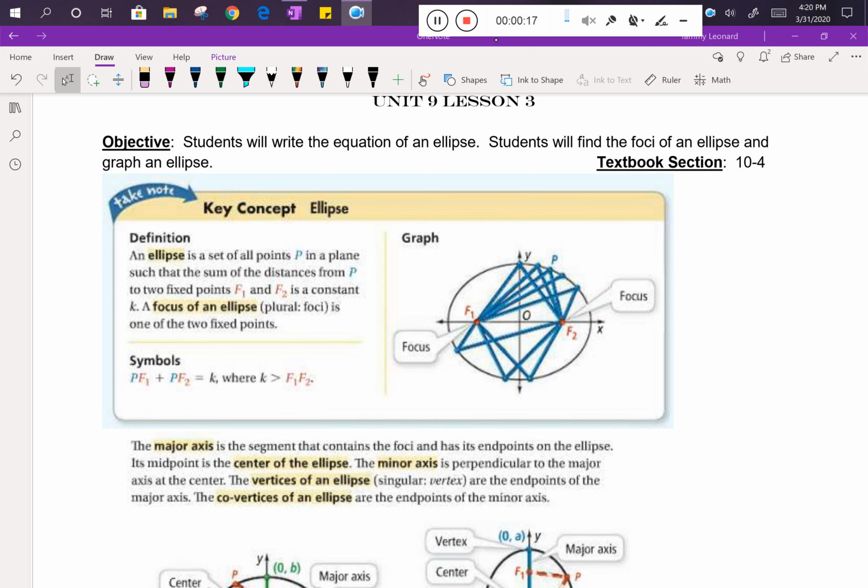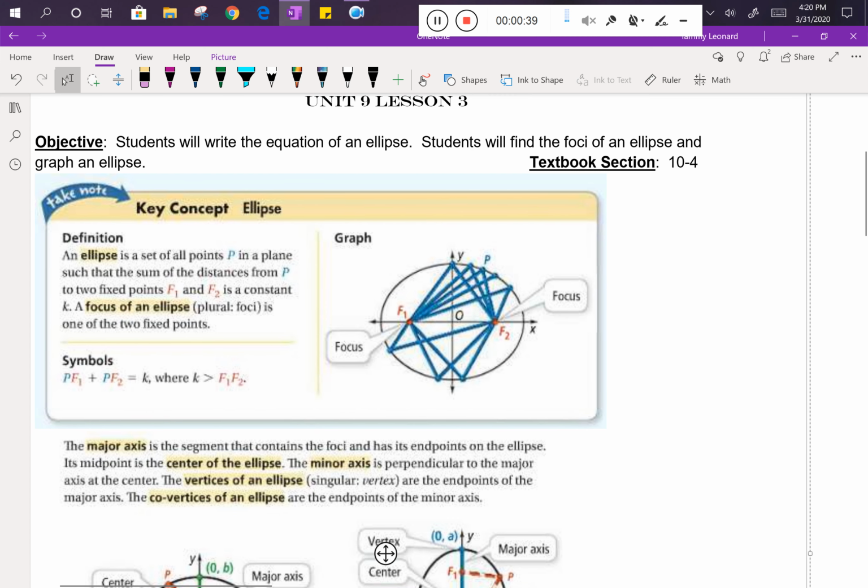All right, that introduced you to some of the definitions, but I do want to go over some of them quickly. So an ellipse is the set of all points P in a plane such that the sum of the distances from P to two fixed points, F1 and F2, is a constant. And the focus of an ellipse is one of those two fixed points. So let's summarize so far.